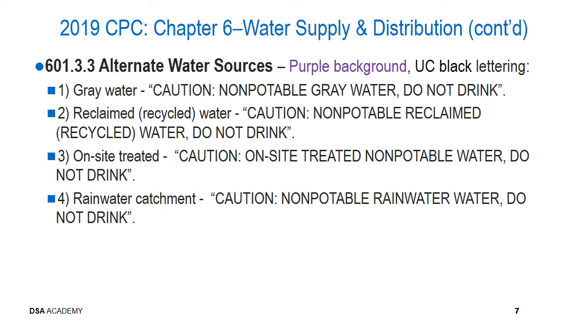So for gray water, the lettering or the identification is going to state caution, non-potable gray water, do not drink. For reclaimed or recycled water, the verbiage will state caution, non-potable, reclaimed, recycled water, do not drink. For on-site treated water, the piping label must state caution, on-site treated non-potable water, do not drink. And for rainwater catchment systems, the labeling on that particular piping is required to say caution, non-potable rainwater, do not drink.